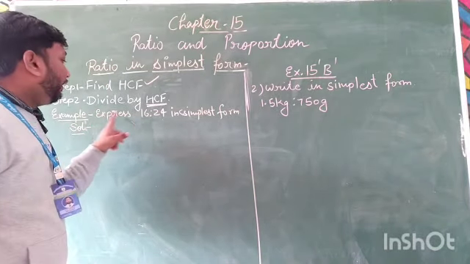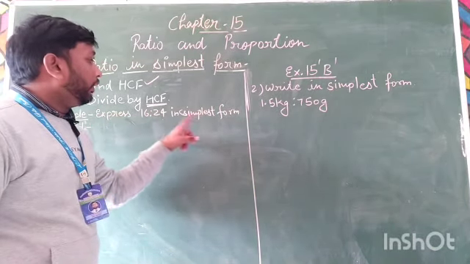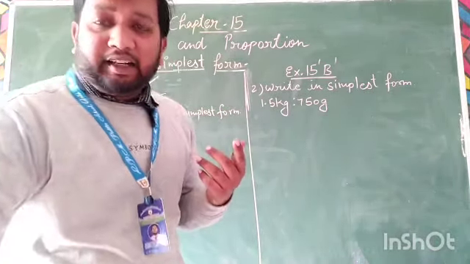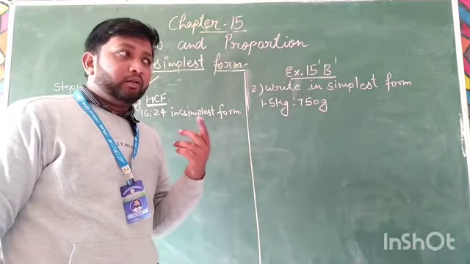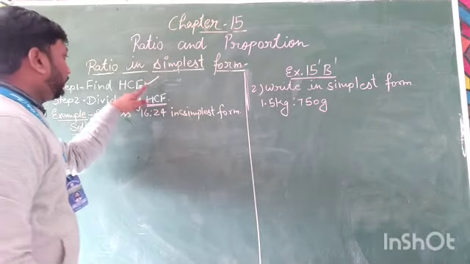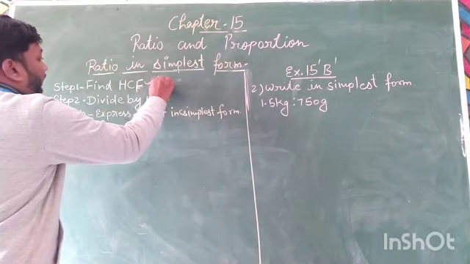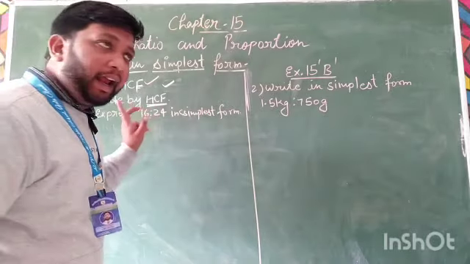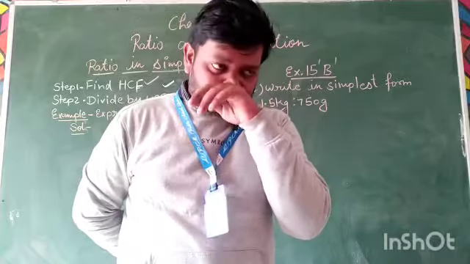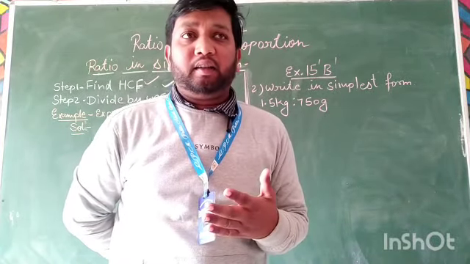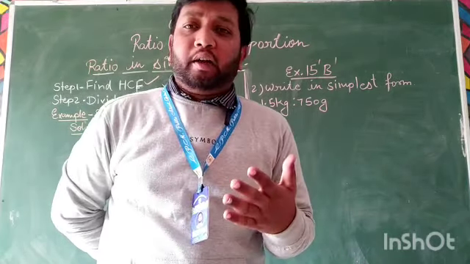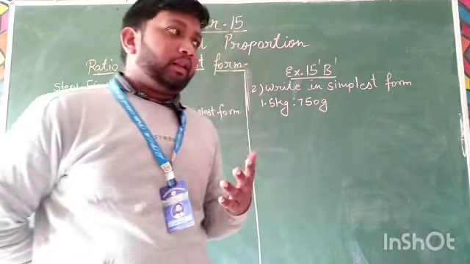There is a question: express 16 ratio 24 in its simplest form. So to write this, what do we do first? We follow step number 1, find the HCF. So we find the HCF of 16 and 24. We know that HCF can be found in many ways. One way is by prime factorization, the second way is by finding factors, and the third way is by the stepwise division method.